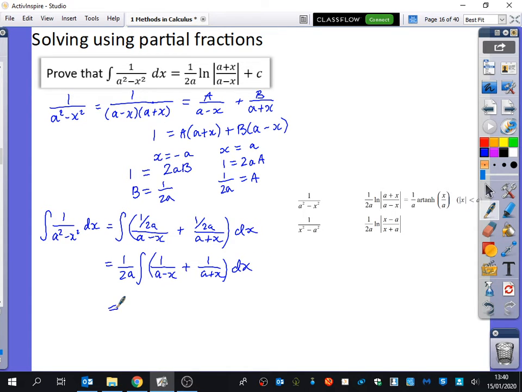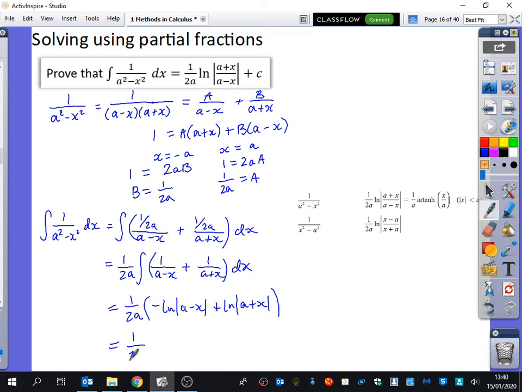Can these fractions here be integrated? Yep, into ln. So you get 1 over 2a. What does this integrate to? Almost. Minus. Good, because you've got to counteract this fact. The scaling will give you the minus when you have that bit. And that one's a plus ln of a plus x.